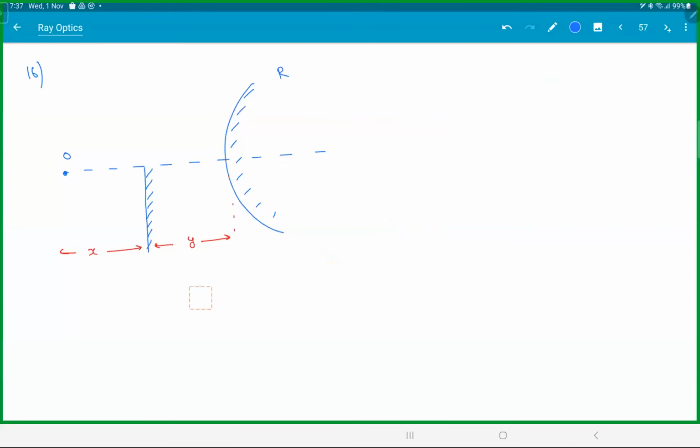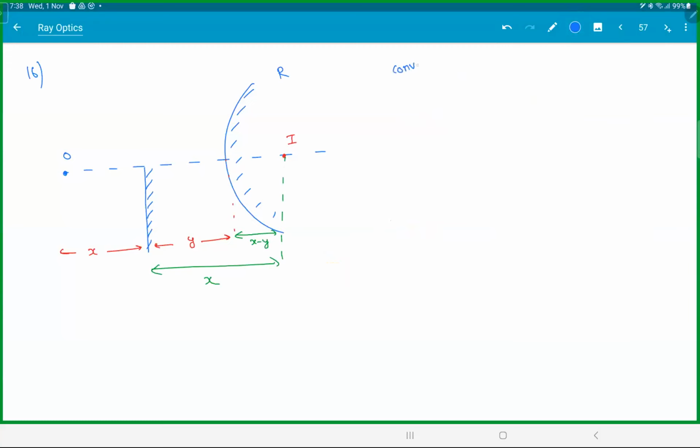So the idea here is, the plane mirror image will form where? Let this image be I. Then if this is X, shouldn't this also be X? Because for the plane mirror, the image will form at a distance X behind. That means what is this distance here? X minus Y.